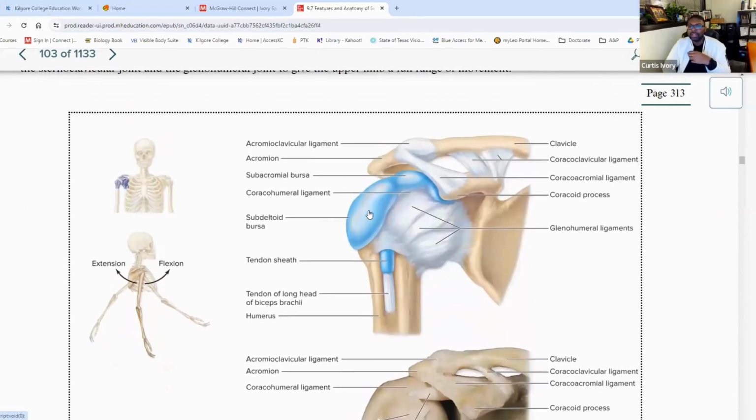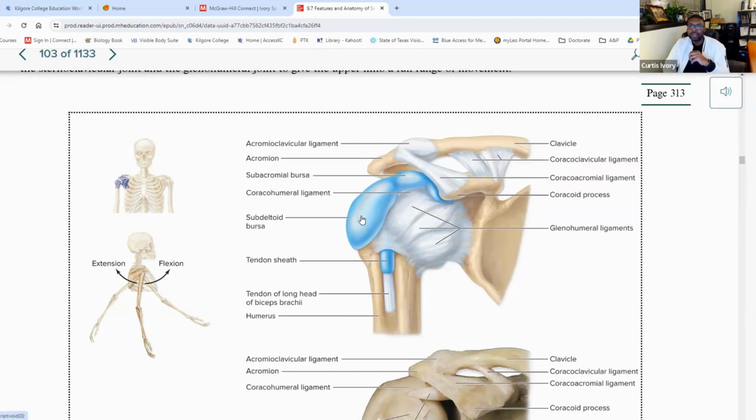Here we can see with the clavicle and the humerus that we have all these ligaments. We have the coracoclavicular ligament, which is going to attach the coracoid to the clavicle. We also have the acromioclavicular ligament, which is going to attach the acromion process of the scapula to the clavicle. And then we have the glenohumeral ligaments, which are going to encapsulate the head of the humerus to that glenoid cavity, which is inside the scapula.